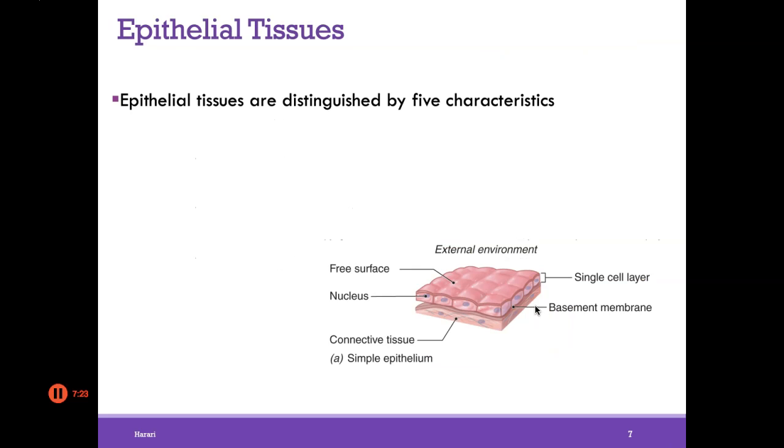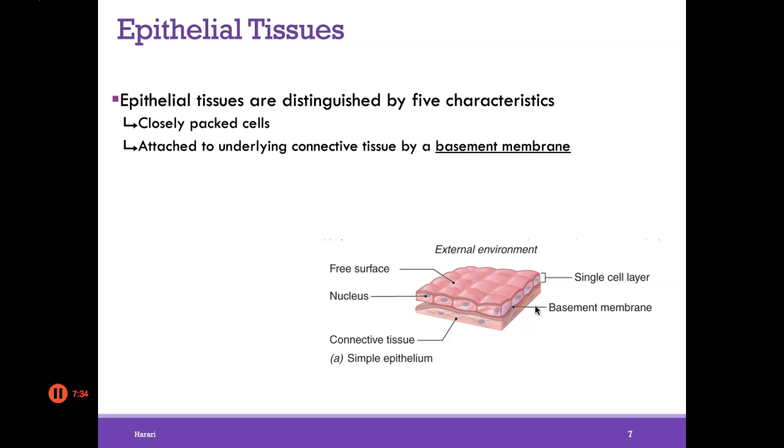So now we're going to go through different kinds of tissue one by one, starting with epithelial tissues. So epithelial tissues are distinguished by 5 characteristics. They all have closely packed cells. And that's the first thing that they all have in common. They also are all attached to underlying connective tissue by a basement membrane. So here's the underlying connective tissue, but there's a basement membrane that anchors all the cells, and that's what separates the epithelial cells from the connective tissue underneath it.